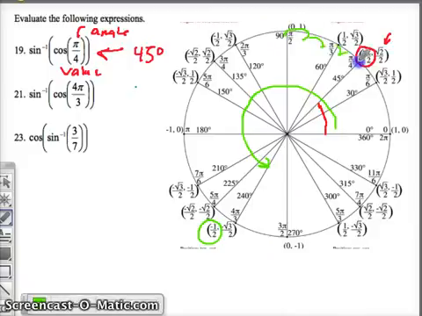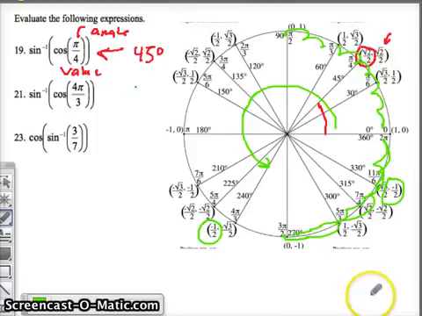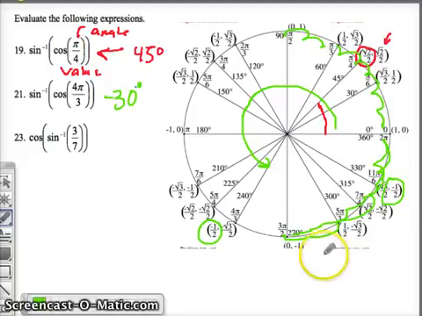Remember, the positive values for arc sine are here, the negative values are here. So I'm looking for a negative 1/2. Where over here do I have a y of negative 1/2? Right here. What is that angle measure? 330, but we want it in terms of a negative degree. Okay? Go back and watch my video on the inverse trig functions.